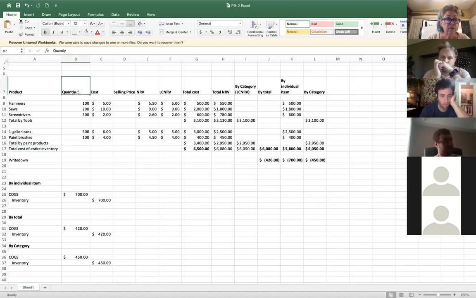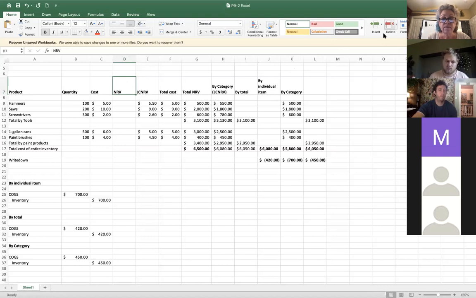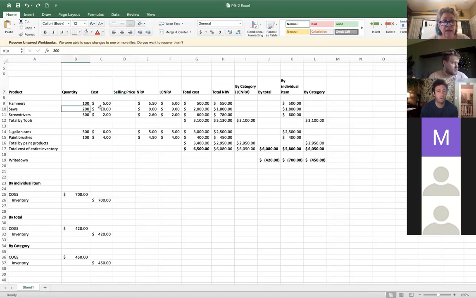And I entered in quantity, and the cost, and the NRV, which they gave me. Okay. I didn't need this selling price because they gave me what NRV is. So I can delete. Well, I don't want to do that because of formulas that I have. So they gave us quantity, they gave us cost, and they gave us NRV.